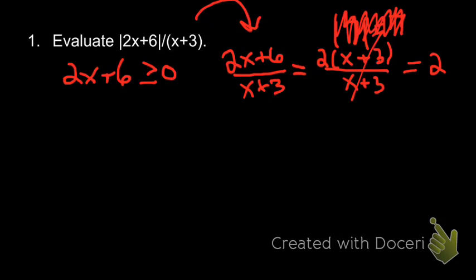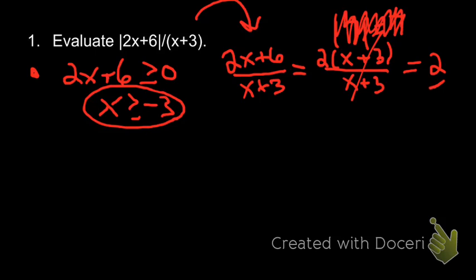Alright? Now one thing we haven't learned yet that you have to keep in mind is that you can't divide by 0. So we want to make sure that x cannot be negative 3, or else it'll make this expression undefined. So if we go back to this inequality right here, we can simplify that by subtracting 6 and then dividing by 2, and you get x is greater than or equal to negative 3. Alright, so that's the first part of our solution. If x is greater than or equal to negative 3, then the expression will just equal 2.